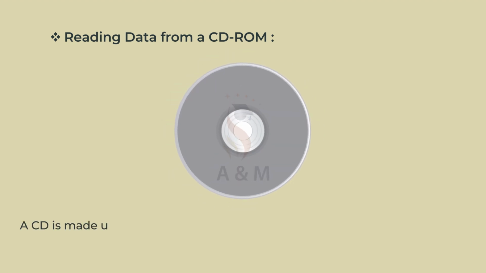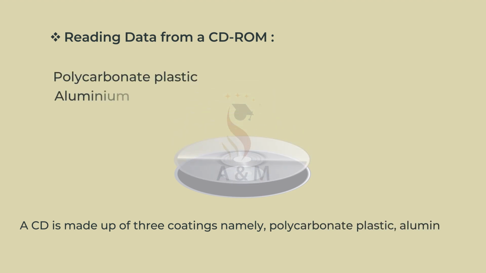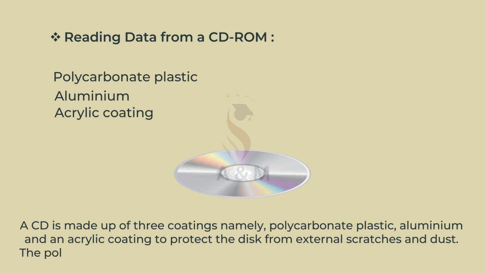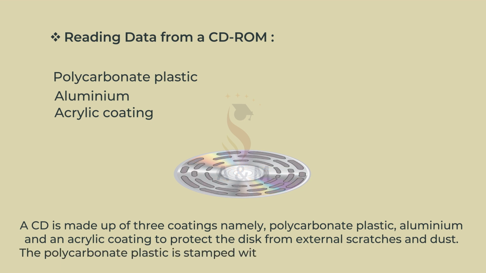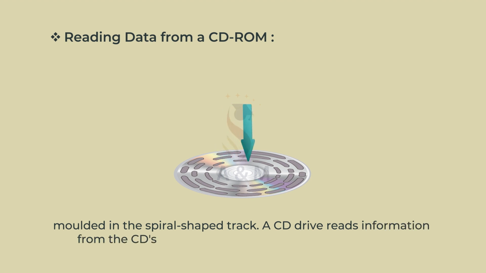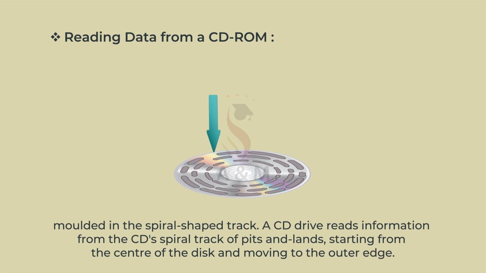Reading data from a CD-ROM. A CD is made up of three coatings, namely polycarbonate plastic, aluminium, and an acrylic coating to protect the disc from external scratches and dust. The polycarbonate plastic is stamped with millions of tiny indentations, that is, pits, molded in a spiral-shaped track. A CD drive reads information from the CD spiral track of pits and lands, starting from the center of the disk and moving to the outer edge.